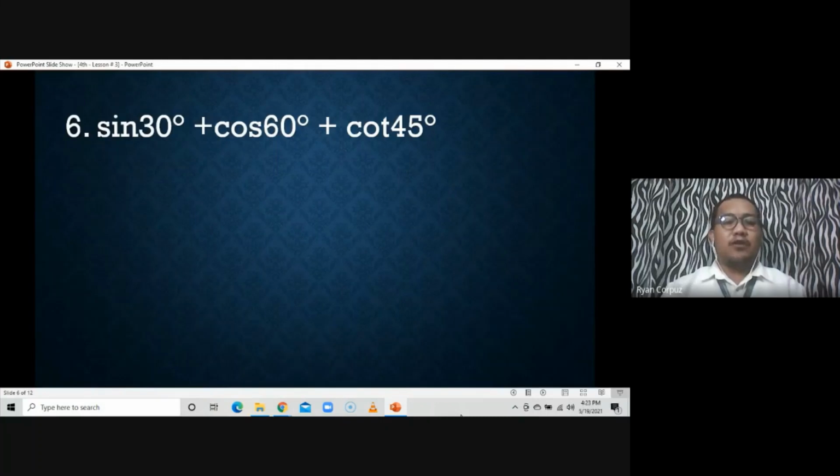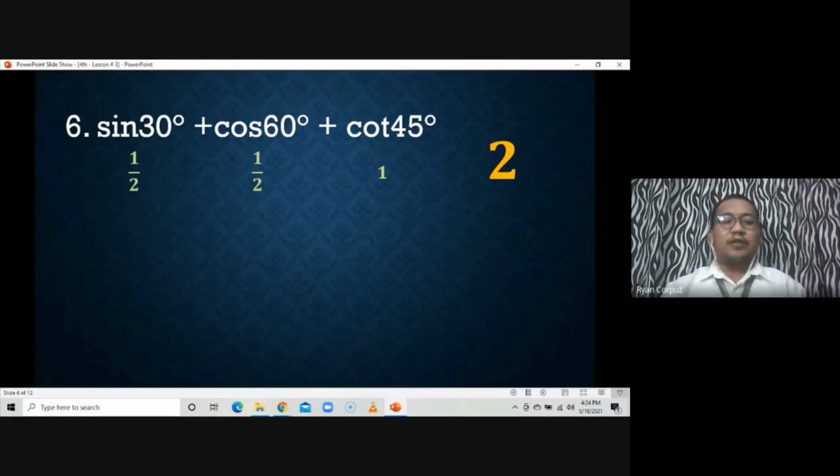Example number 6, sine 30 degrees plus cosine 60 degrees plus cotangent 45 degrees. So alamin yung mga value of it on the table of trigonometric ratios of special angles. So ang value ng sine 30 degrees ay 1/2. The value of cosine 60 degrees is also 1/2. And the value of cotangent 45 degrees is equal to 1. Then simplify it, lahat yan add. 1/2 plus 1/2, that would be 1 whole. That's 1, di ba? Dalawang kalahati, that will be equivalent to 1. Plus 1, so it will be equal to 2.